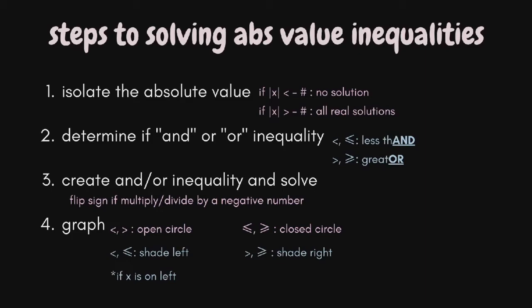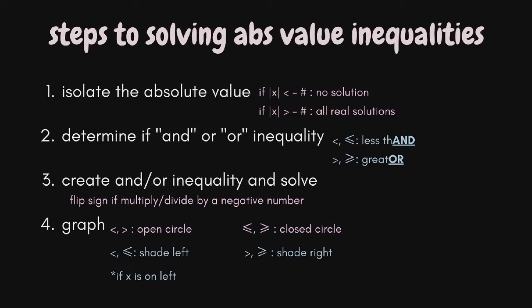Next, you'll want to determine if it's an and or or inequality. If you have a less than symbol, then it's an and. So a way I remember it is less than. And if you have a greater than or equal to symbol, then it's an or inequality. And a way I remember is great or. So next you'll want to create an and or or inequality and solve. And make sure you flip the sign if you multiply or divide by a negative number. So that's always what you do whenever there's an inequality.